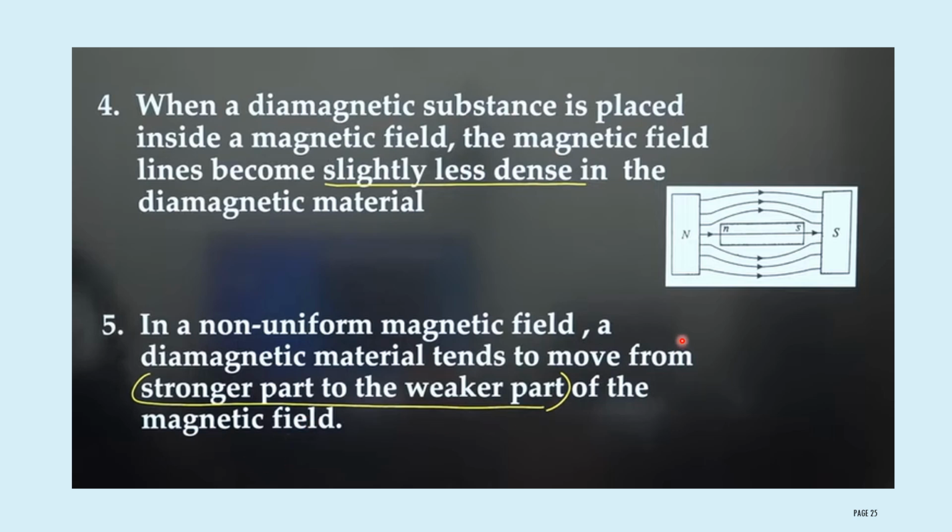In a non-uniform magnetic field, as you already know, inside a diamagnetic material there will be an induced magnetic dipole. Because of this induced magnetic dipole, it will create a magnetic field. This magnetic field will oppose the external magnetic field. Therefore, if you keep a diamagnetic substance in a non-uniform magnetic field, then this material will move from the stronger part to the weaker part of the magnetic field because of this induced magnetic dipole.